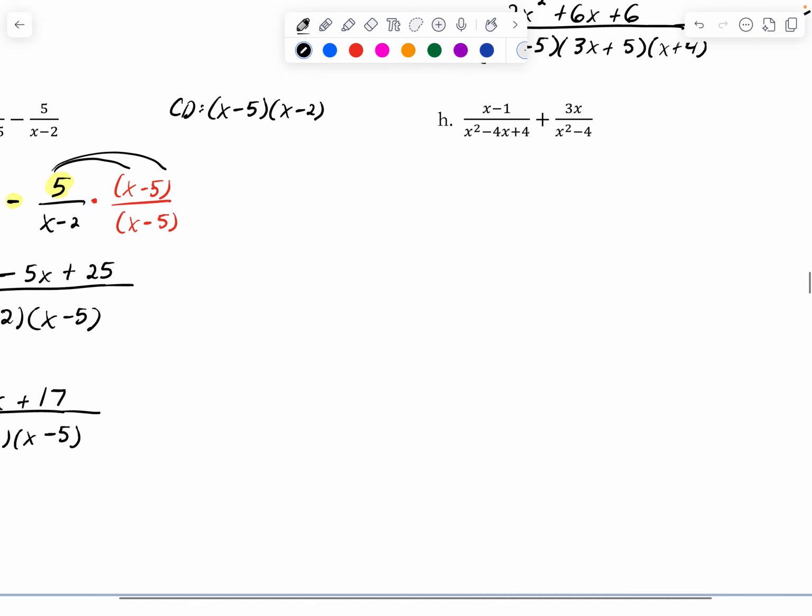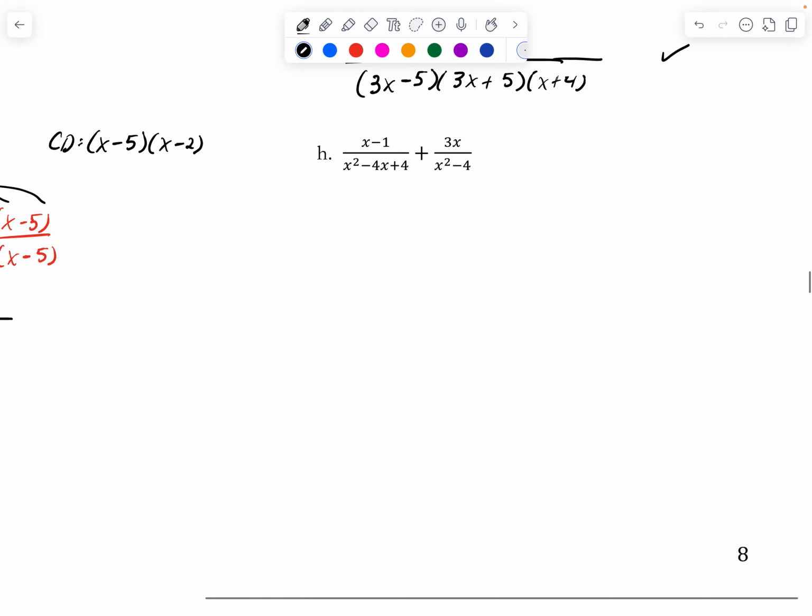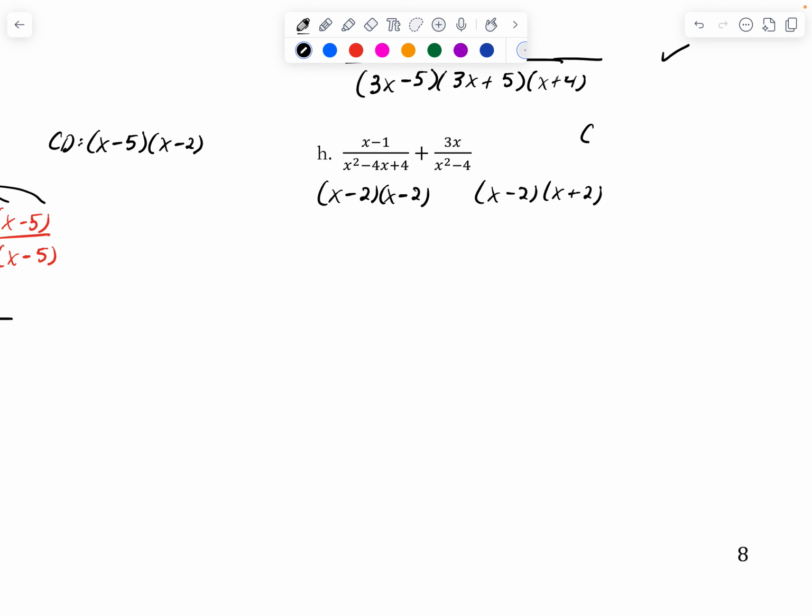All right, last one on this page, letter H. Again, I'm going to factor. This is x minus 2 times x minus 2. This one on the right is another difference of two squares. So my common denominator is going to be my denominator on the left. And you'll notice the denominator on the right already has one of those x minus 2s. So you don't need to put another one, but you do need to put the x plus 2 since the denominator on the left did not have that one.